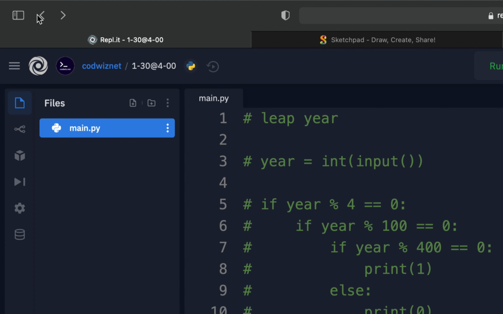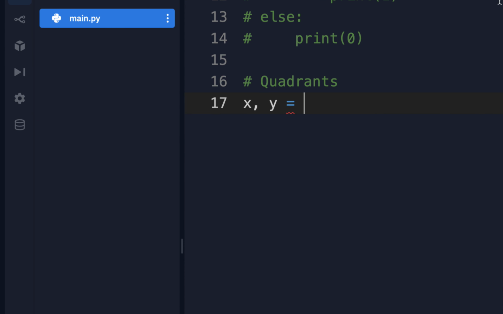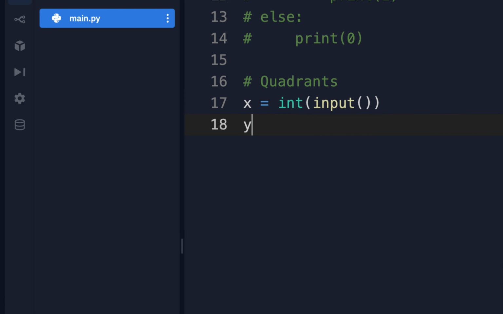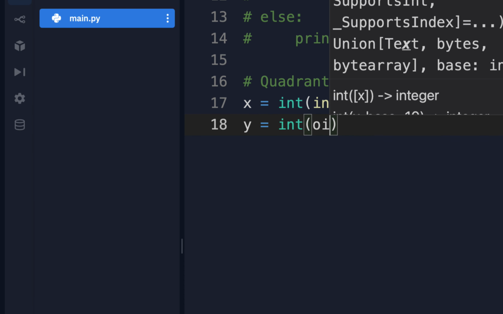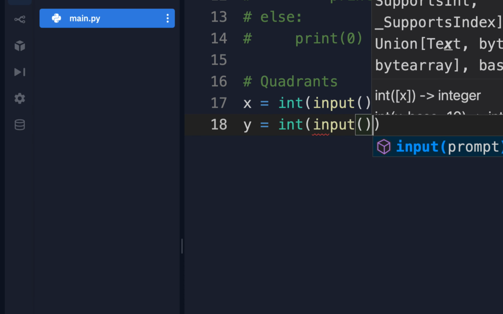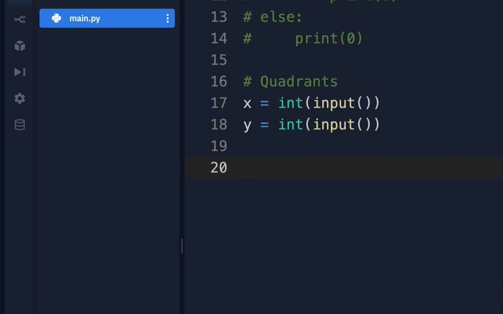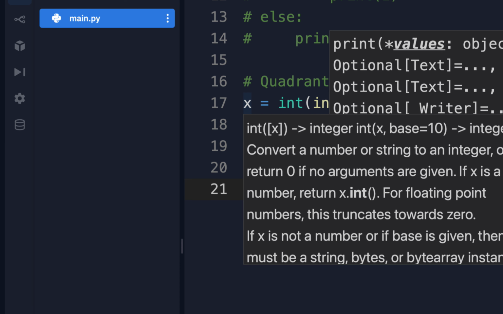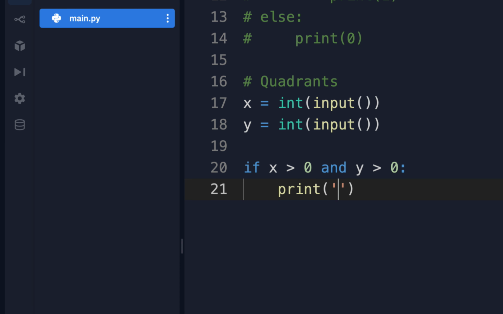Connected. We have quadrants here. Ruha, tell me how to read the numbers. X equals. Are they integers? Input. And Y equals the same as X. Input, right? Now, how do I know if it's quadrant A or B or C or D? If X is bigger than 0 and Y is bigger than 0, then what? Print the quadrant name, which is A.